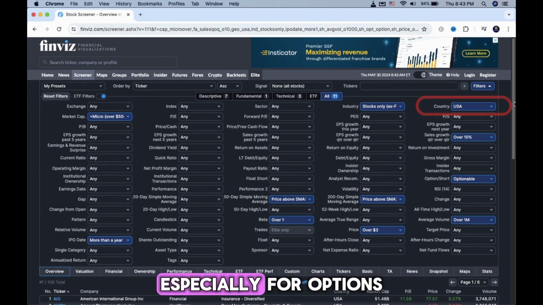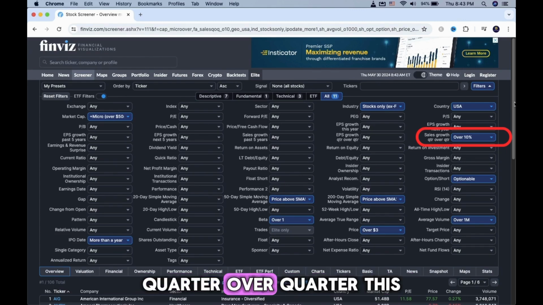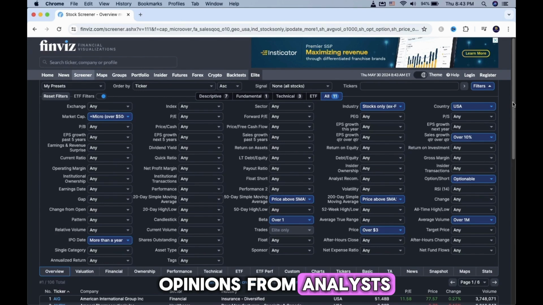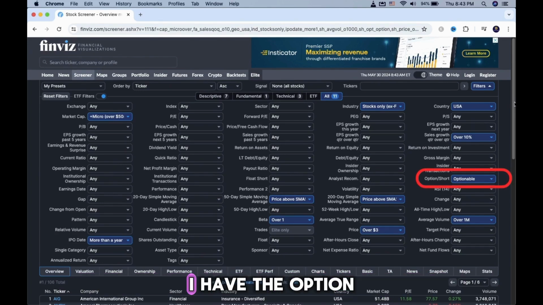trade, especially for options. The only fundamental metric I look at is sales growth quarter over quarter. This is based on facts and not reliant on opinions from analysts. Since I trade options, specifically poor man's covered calls, I have the option/short trade set to optionable.